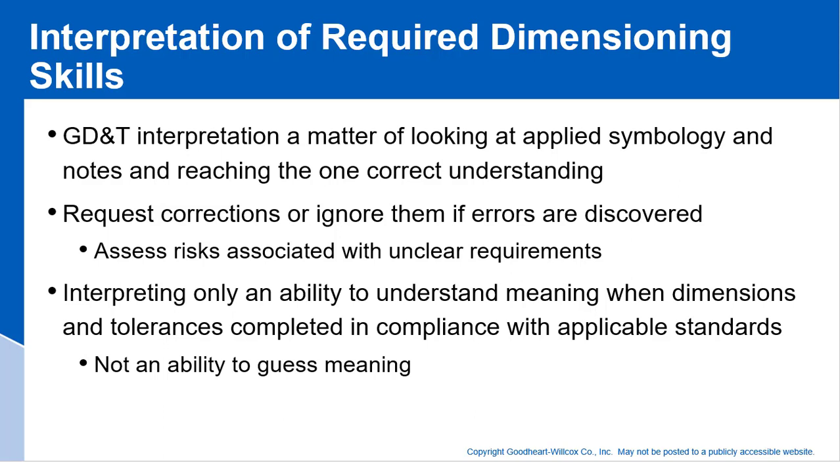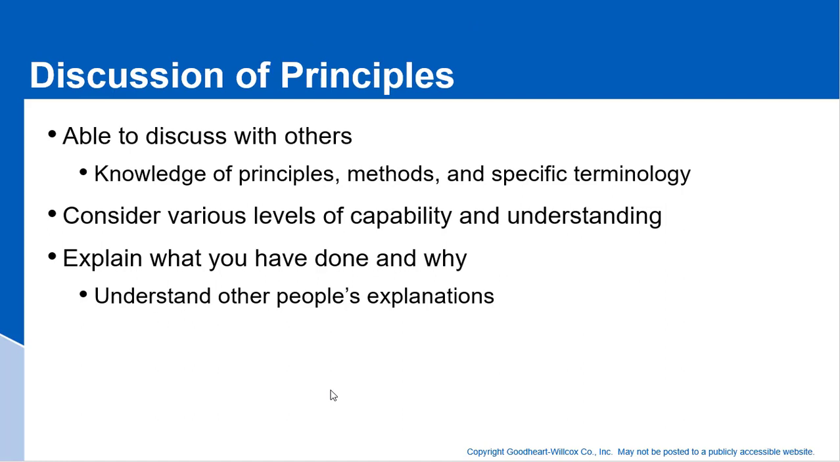Here are the skills required for dimensioning. GD&T interpretation is a matter of looking at the symbols. Request corrections. Okay, I think I've seen this one before. Okay, discussion of principles. So you need to be able to discuss with others. If you could sit down with others in your design team and talk about knowledge of principles, methods, and specific terminology, you can get to that proper design.